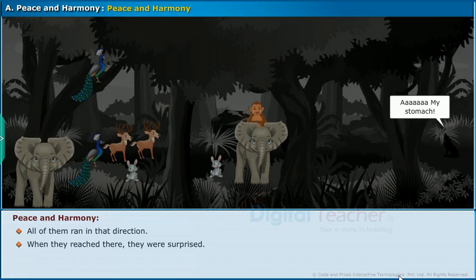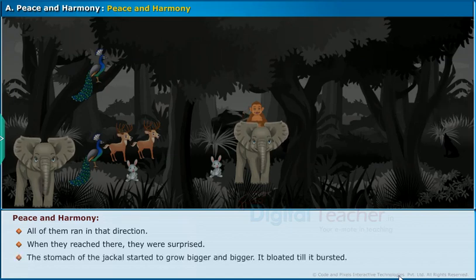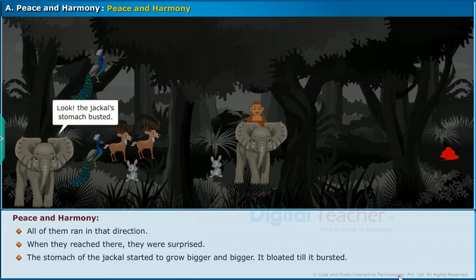"My stomach! My stomach!" The stomach of the jackal started to grow bigger and bigger. It bloated till it burst. "Look, the jackal's stomach burst."